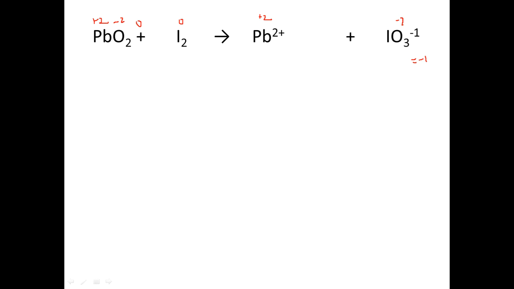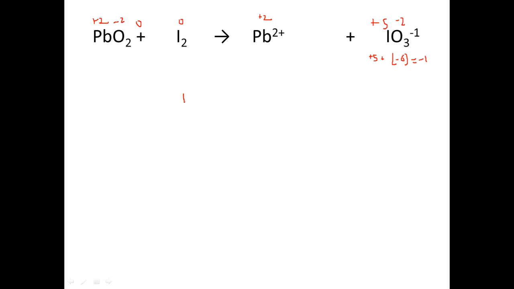Oxygen always has a -2 oxidation number, so that means overall it's contributing a -6 oxidation state. And in order for this to equal -1 overall, iodine is going to have a +5 oxidation number, because +5 minus 6 gives us a -1. So iodine has a +5 oxidation number in this iodate ion. All right, so now what you want to do is break it into half reactions.